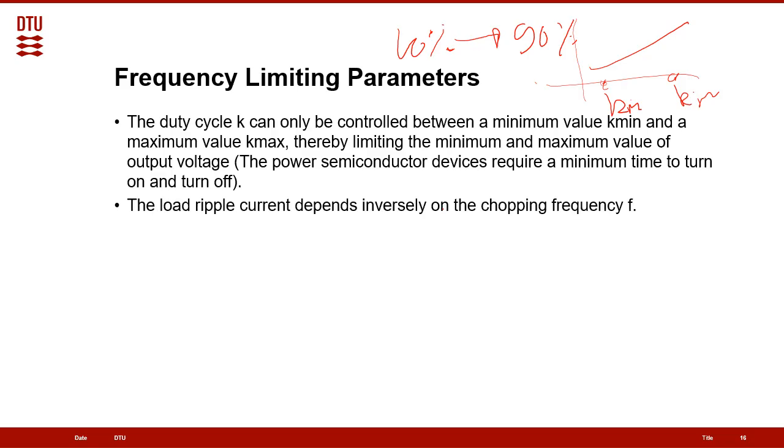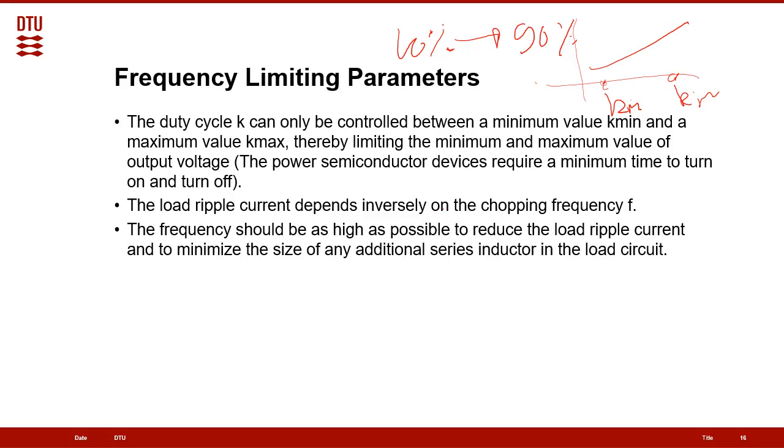And again, we can see that the ripple current will depend on the chopping frequency. The higher our frequency, the less will be the ripple. And also, the frequency should be as high as possible. So if we choose the frequency to be very high, then of course we are reducing the ripple current. And also, it's very important because when we are working with high frequency and we design a filter, the size of the filter components, which are the inductor and the capacitor, will be less than if the frequency is lower. So then here we can minimize the size of the filter.